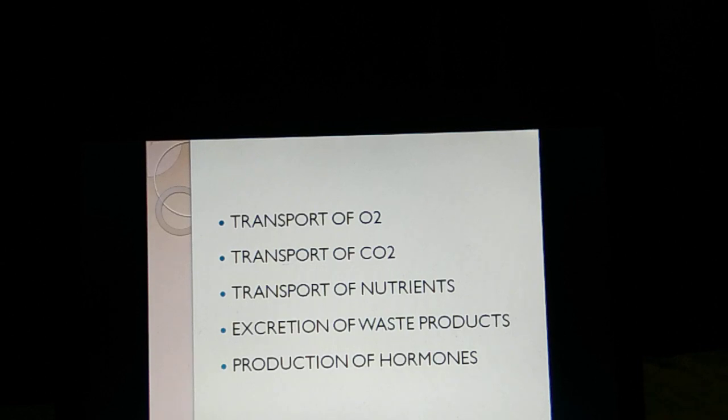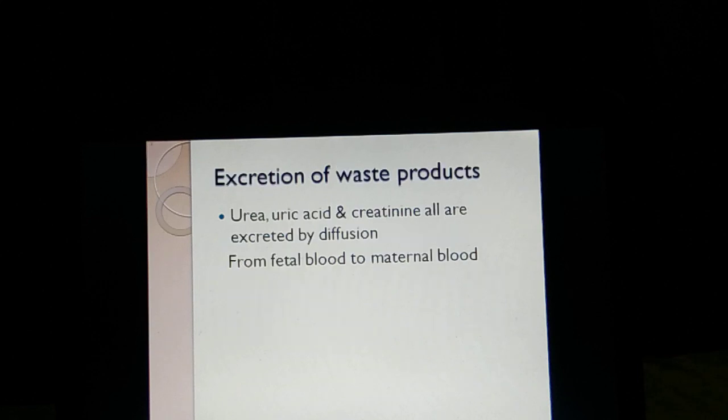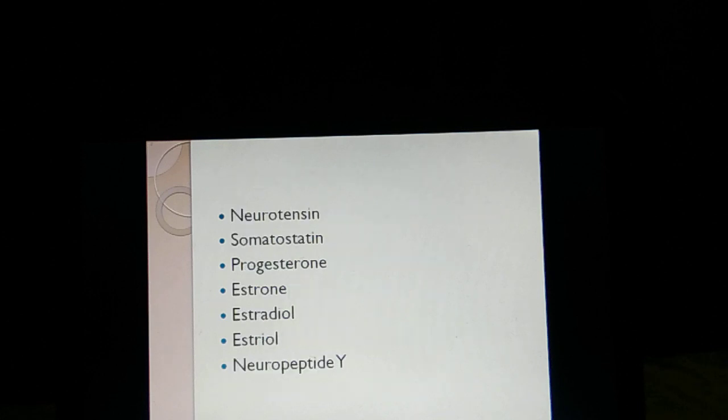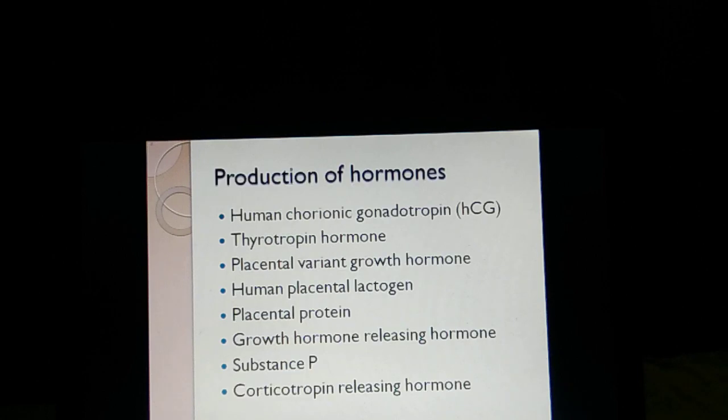Now, the important point we need to discuss is the production of hormones. So let's see in the slide that there are many hormones which are secreted by the placenta. So one of them important is the HCG, which forms the basis for the pregnancy test. Then the thyrotropin hormones, the human placental lactogen, placental variant growth hormone, placental proteins, growth hormone releasing hormone, substance P, and among these to be mentioned are the progesterone and estrogen. So we will discuss about HCG.